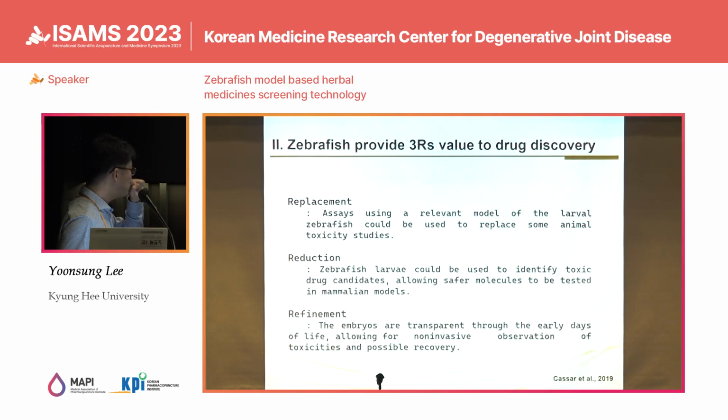And finally, for refinement, because the zebrafish embryos are transparent and we can monitor all types of development from fertilization to the whole developmental process, we can allow for non-invasive observation of toxicity and possible recovery too. So zebrafish can become a good alternative model, especially for rodent models, based on this 3R value.